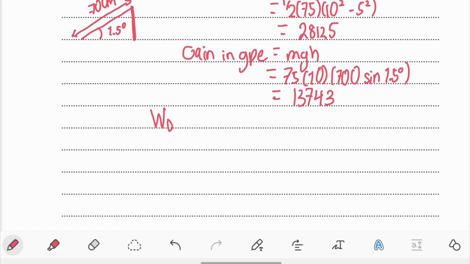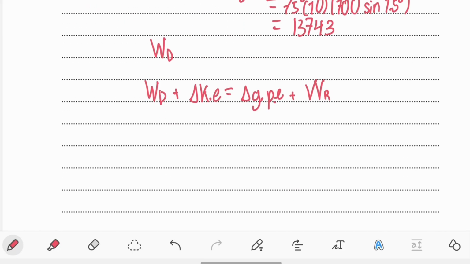The same applies for the work done by the driving force. It needs to be converted into another form. So those two will be on the same side of our energy equation, because they are both donating energy, transforming energy to other forms. The other forms that the energy is transformed into are gravitational potential energy, as there's a gain, and the work done against the resistance. So basically, this is your energy equation.